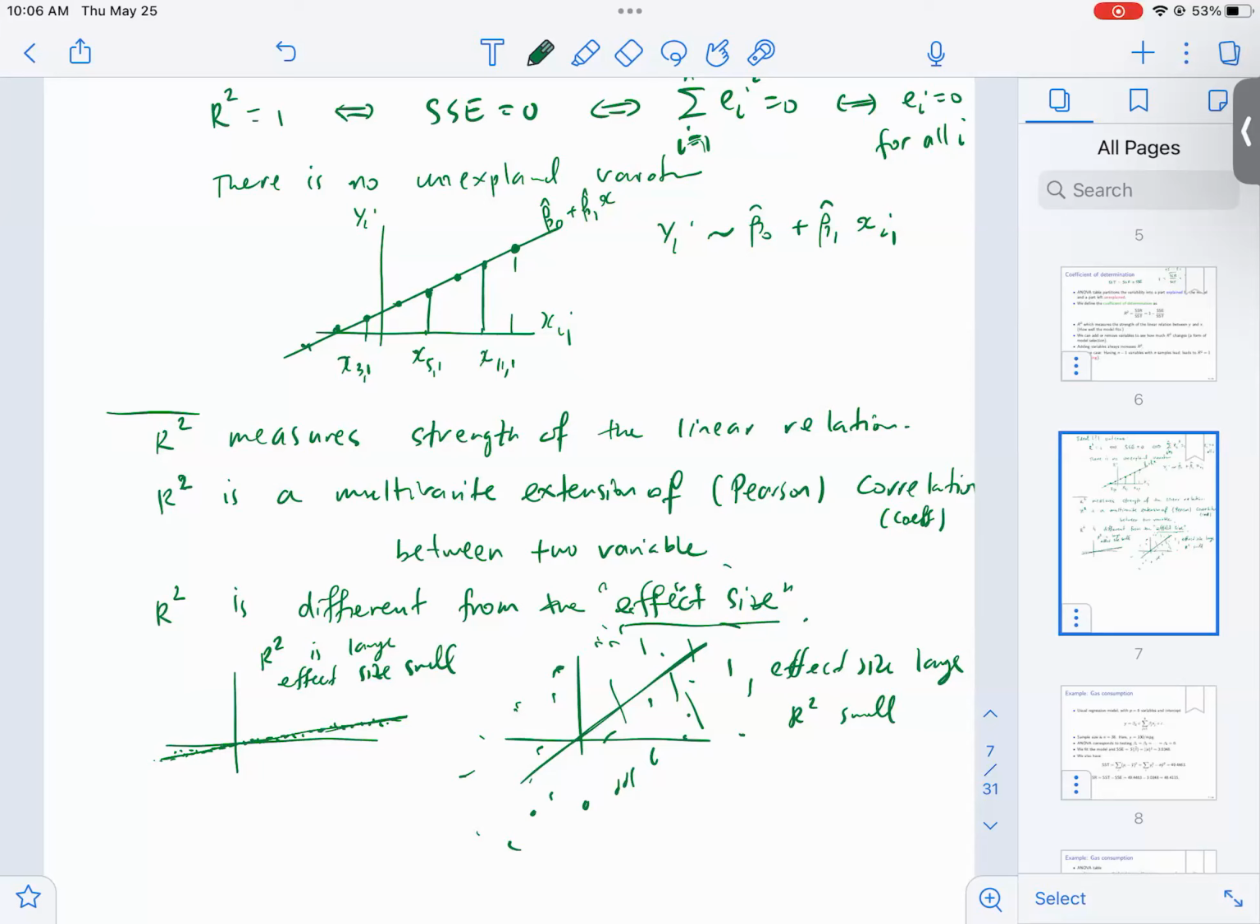So effect size is the slope of the line. In this case, yes, effect size would be basically the value of this. In general, all the betas are effects, so the size of the betas are called effects. Usually, at least you have to compare this to the standard error estimate to get a sense.